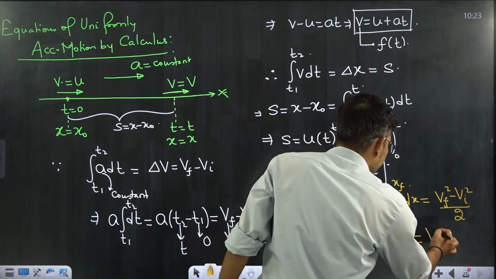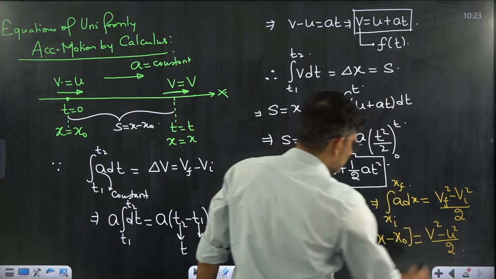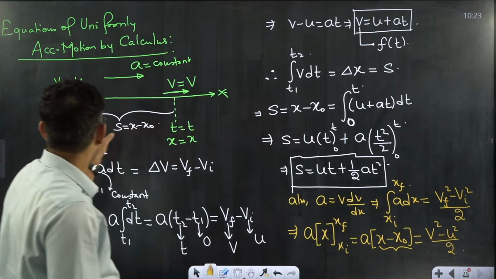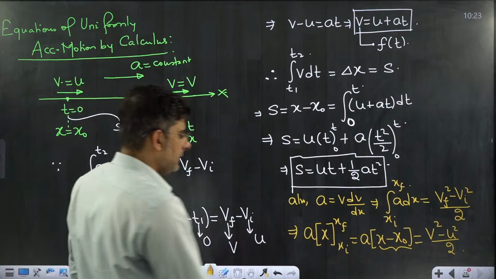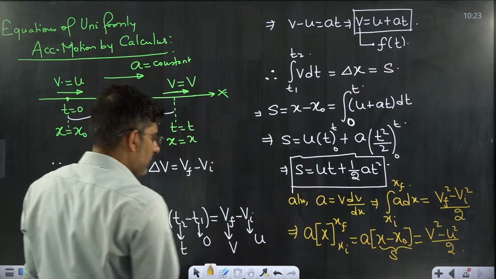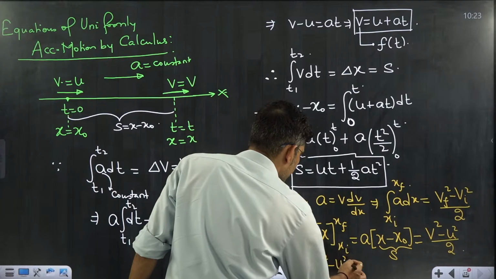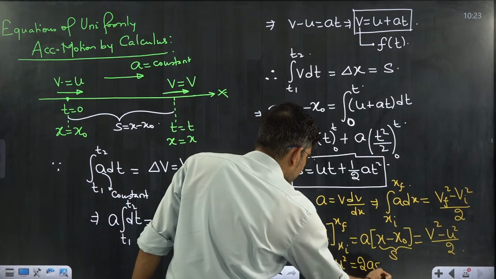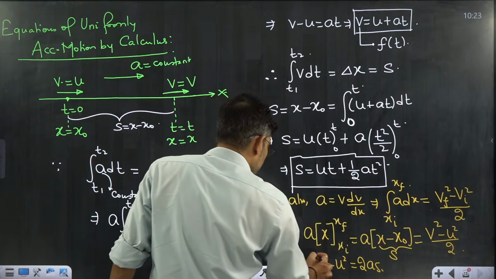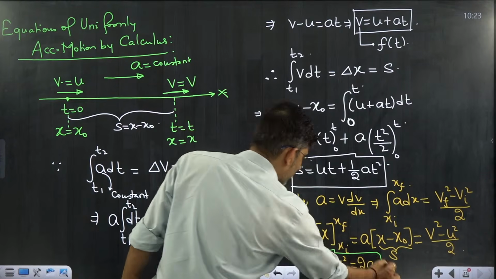This will become v final. V final I have taken as v, v initial I have taken as u, by 2. Now x minus x naught is nothing but the displacement, which is s. So if I finally cross multiply, I get v squared minus u squared is equal to 2as. So this is our third important equation of uniformly accelerated motion: v square minus u square is 2as.